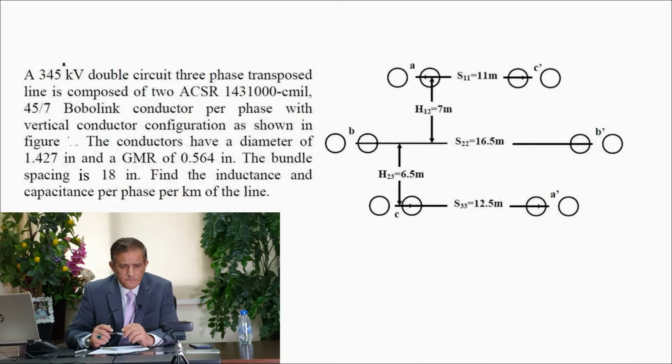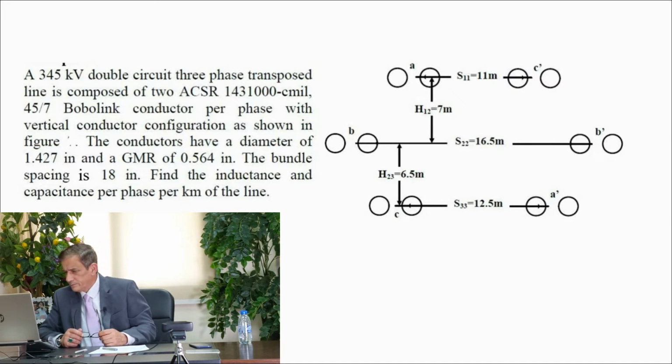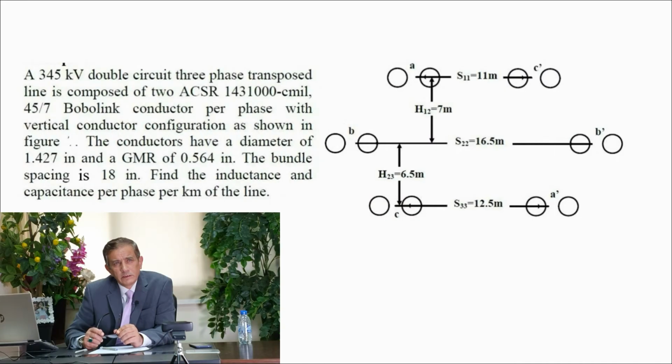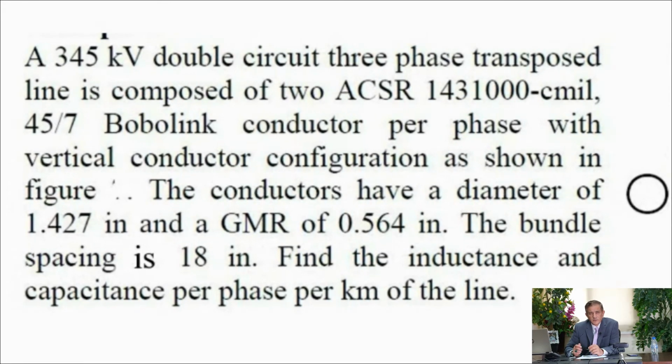Now, this example, if you understand it, you will understand everything. It has everything. It has double circuit, it has bundled conductors, it has all the information. If you understand this example, maybe it will be enough for you for the chapter. This is a 345 kilovolt double circuit, 3-phase, transposed line.